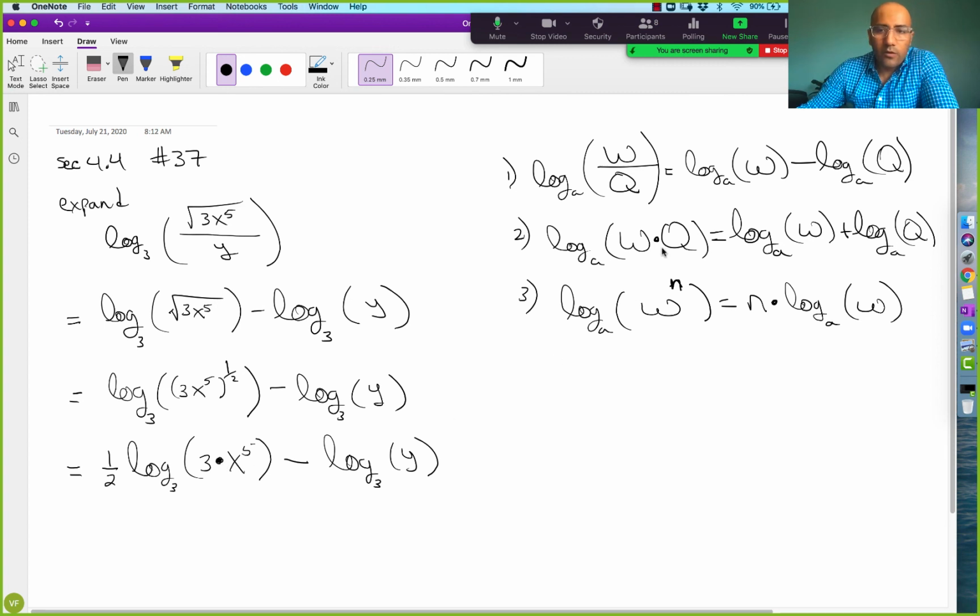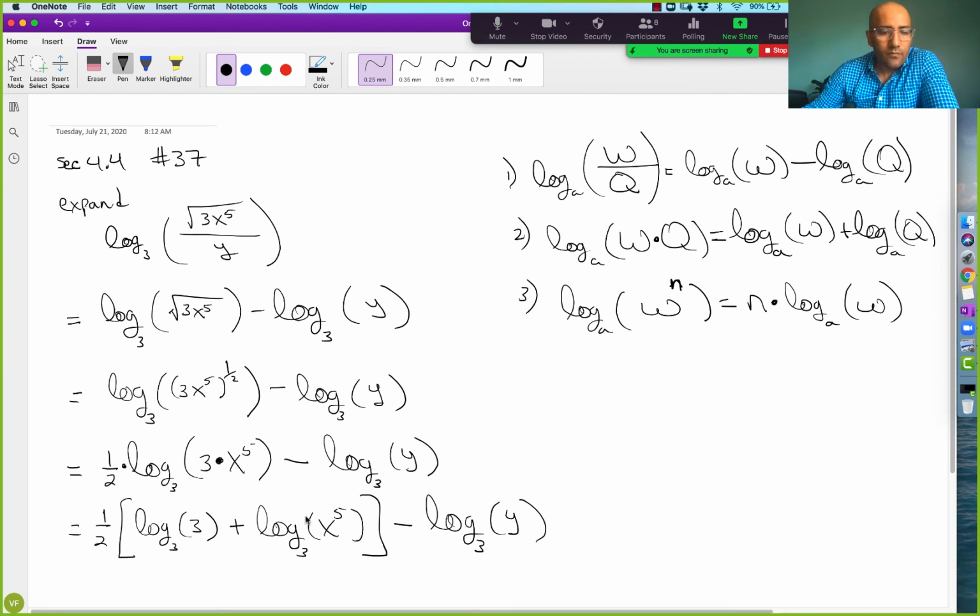Then we can use the rule where we have a multiplication inside the argument to separate these two. Make sure you bring this along since it's part of the whole thing. So it's 1/2 times, and now this log base 3 of this product gets rewritten as log base 3 of 3 plus log base 3 of x to the 5th power, close that up, minus log base 3 of y. Okay, by definition, log base 3 of 3 is just going to be equal to 1. Remember this little circle, it must be true that this to the power of this equals that. So 3 to what power equals 3? Well, it's got to be a 1. So this whole thing just becomes 1.